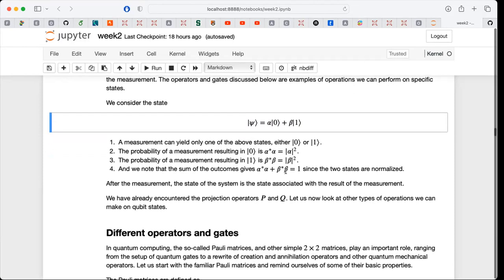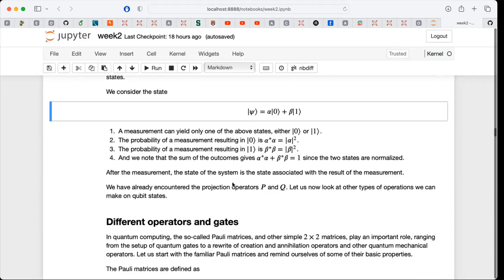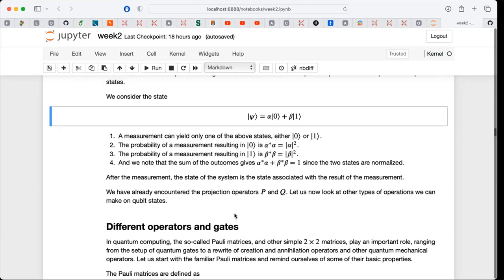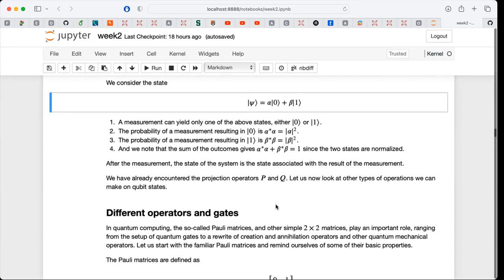And we know that the sum of these two, since the new basis is also orthogonal and normalized, is always equal to 1. So after you've done the measurement, the state of the system is the state associated with the result of the measurement, whether that is 0 or 1. And we have also seen what happens when we operate on this specific state with the operators P and Q. Now, what we are going to do is look at new types of operations which we can perform.